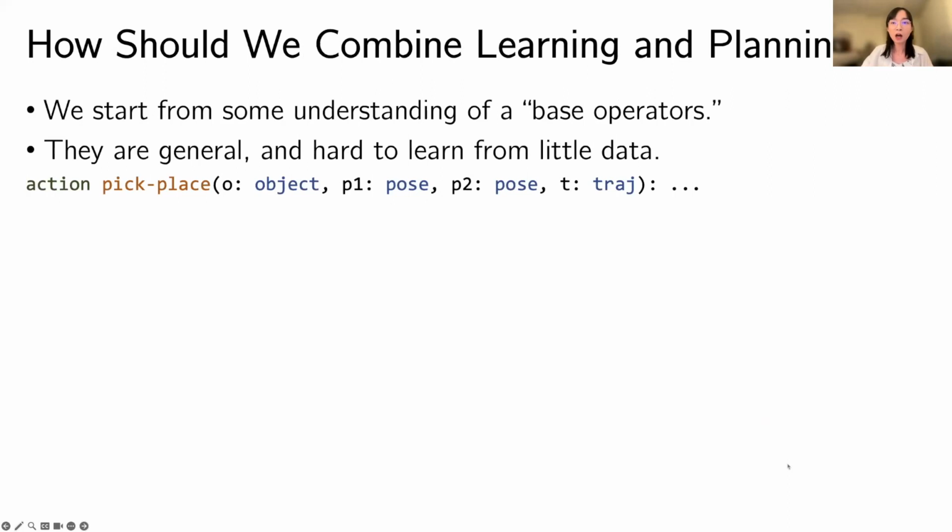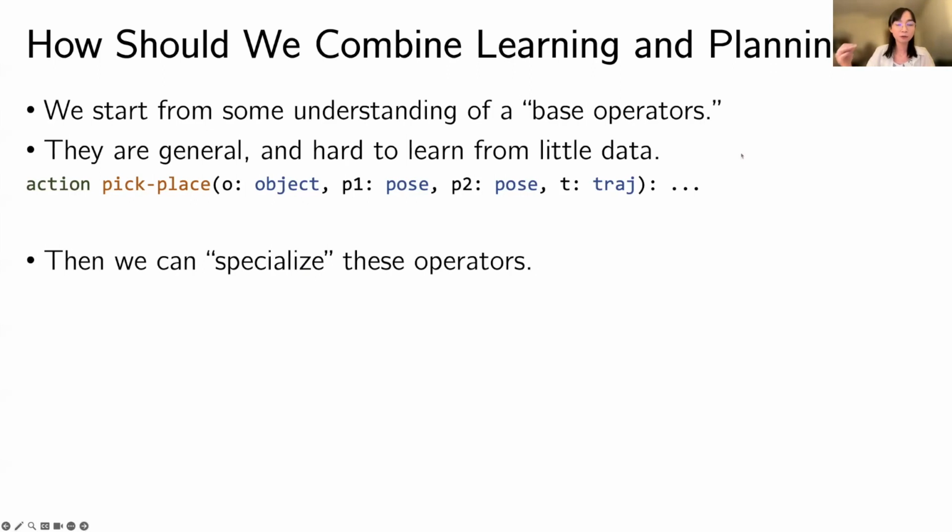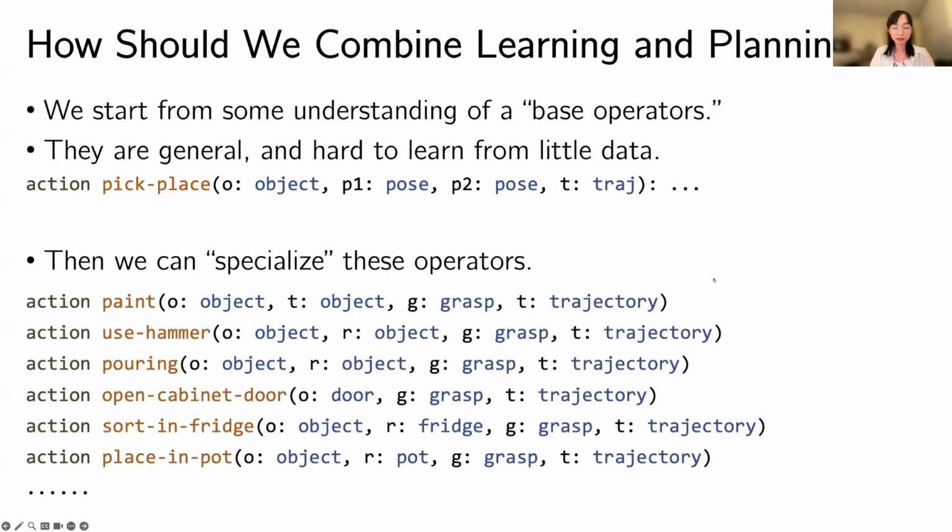Here is how we formalize the learning problem. We assume that we have some knowledge about a set of base operators. These base operators contain actions like pick and place or pushing objects. These actions are pretty general, and arguably they can be very hard to learn from very little data. But after being human engineered, they are very general. We'll think about specializing these operators to do very concrete tasks, like specializing the pick and place operator to do painting, to use different tools, to execute pouring, to open articulated objects, and also to place or sort objects in receptacles.